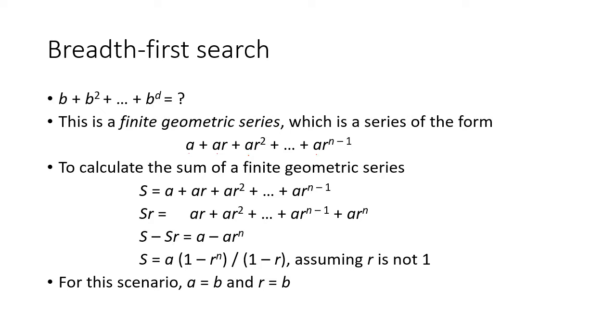All right, so for our scenario, where we have b plus b squared all the way up to b to the d, we notice that the first term, a, can be thought of as b, and after that, r is also b. And so in the formula, we can put in b for a and b for r and calculate that sum to know exactly how many nodes have been generated in breadth first search.